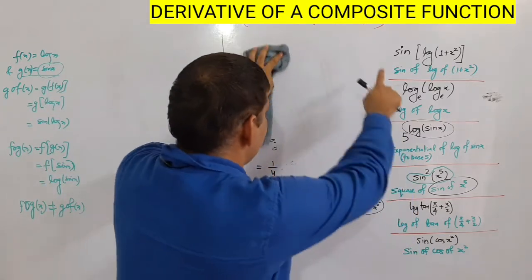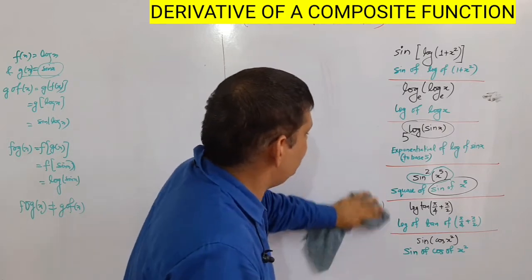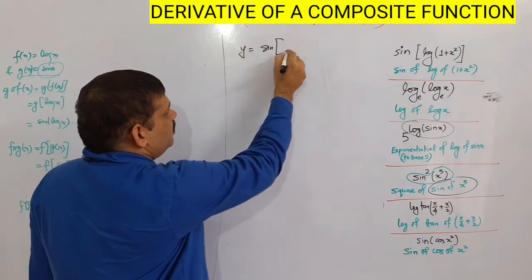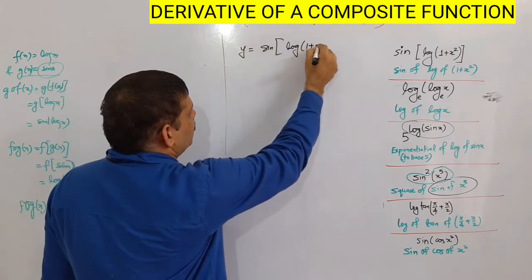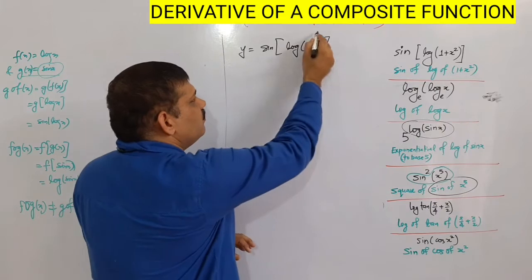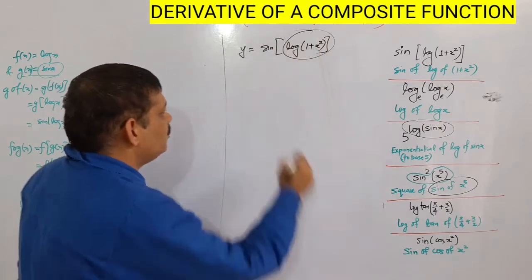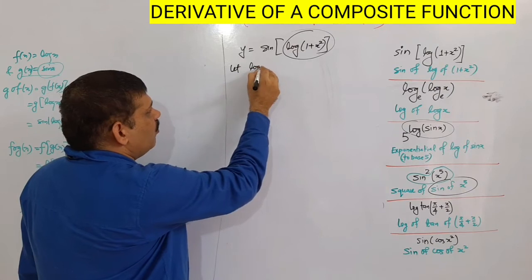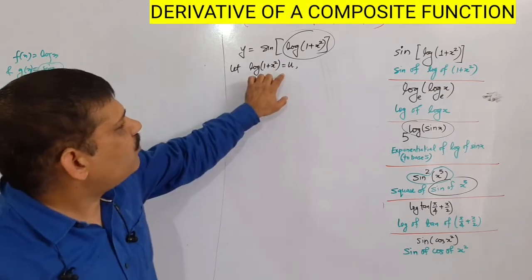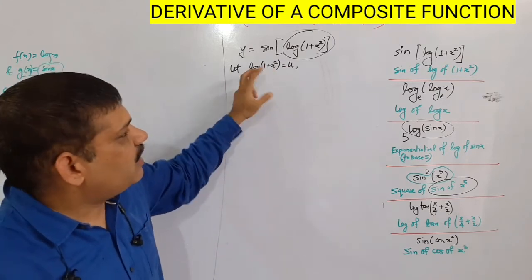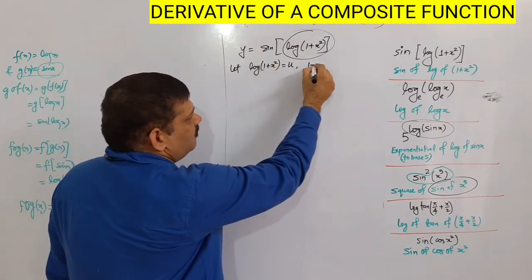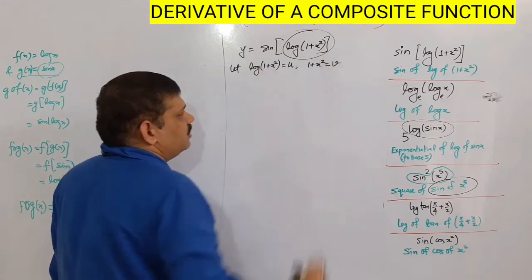Now we take this question, sine of log of 1 plus x square. Well, y is equal to sine of log of 1 plus x square. It will be read as sine of some variable. This variable will be treated as u. So let log of 1 plus x square is equal to u. We do not have any formula for log of 1 plus x square. So read it again as a function of function. So this is log of something. So log of a variable. This 1 plus x square can be treated as v.